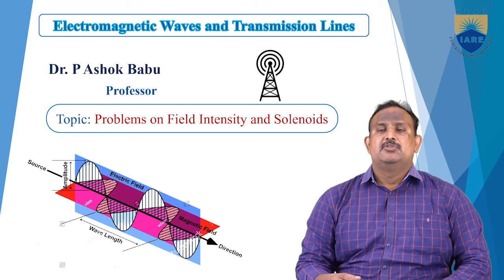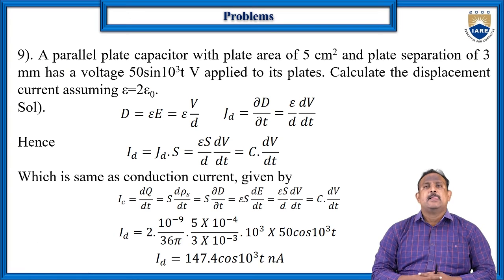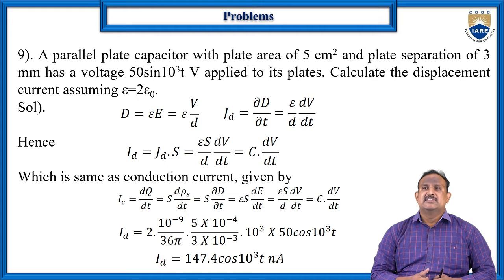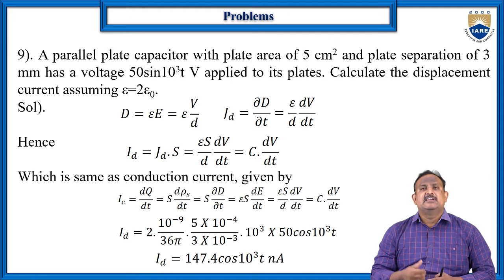So in this video, I'm going to discuss some more problems on magnetostatics. The first problem is: a parallel plate capacitor with a plate area of 5 centimeter square and a plate separation of 3 mm has a voltage of 50 sin 10^3 t applied to its plates. Then we need to calculate the displacement current I_D, assuming that epsilon equals 2 epsilon naught.